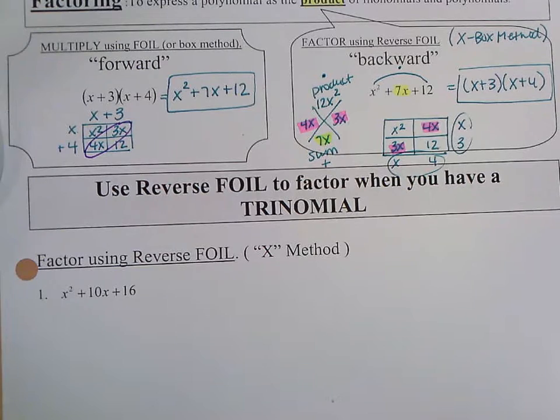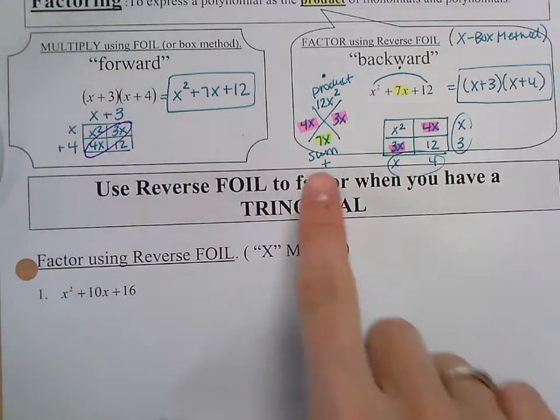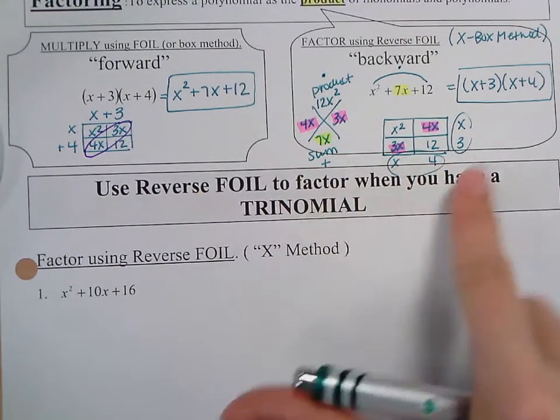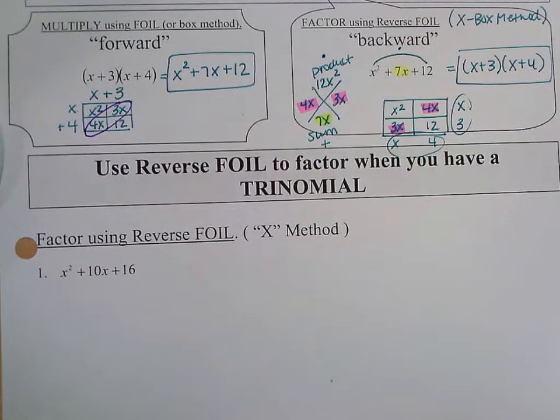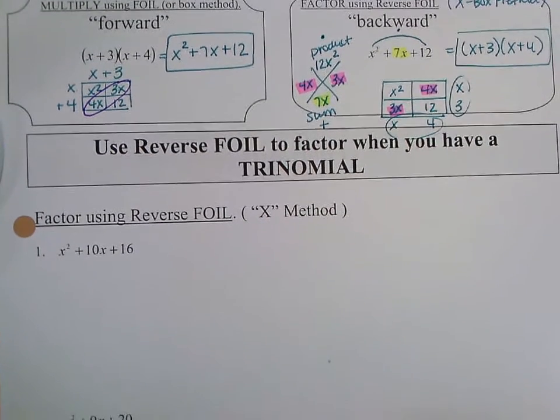You need to go now during notes because you're missing explanations. Okay, so that's what we're doing differently in this section. It's the x with the box to get the factored form. But it's the reverse of FOIL. So let's go through another example here.